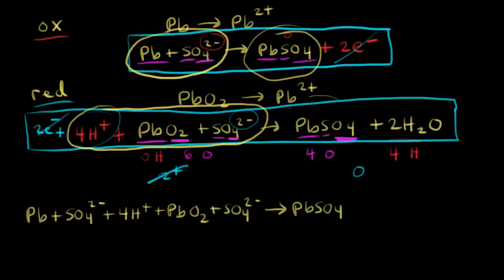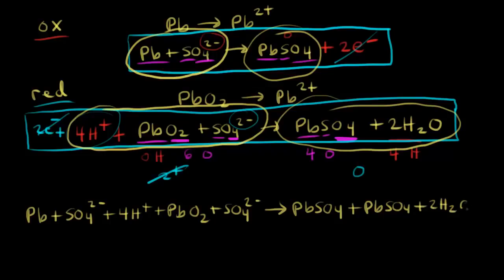PbSO4, and then down here we have PbSO4 and 2H2O. So PbSO4 plus 2H2O. We've already canceled out the electrons, so we don't need to worry about that.